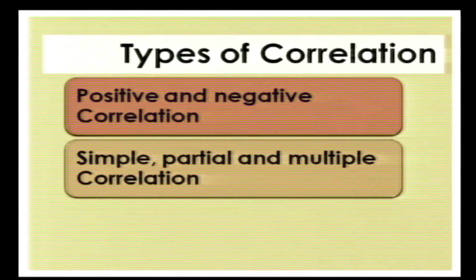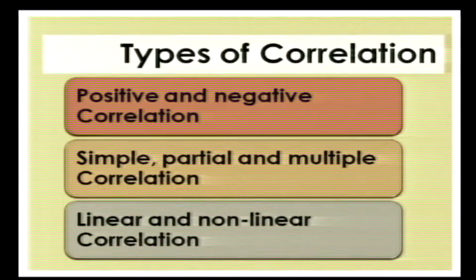The second type of correlation is simple correlation, partial correlation, and multiple correlation. And the third classification of correlation is linear correlation or non-linear correlation. Let us discuss these terms in brief. But before discussing this, let me focus on two more terms.